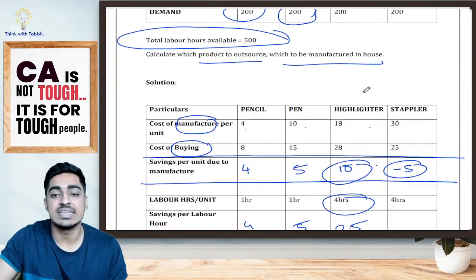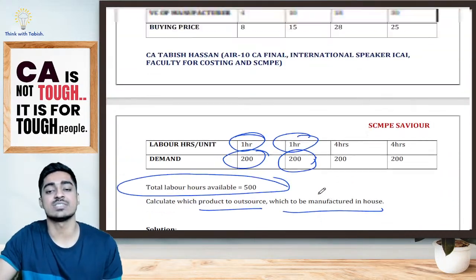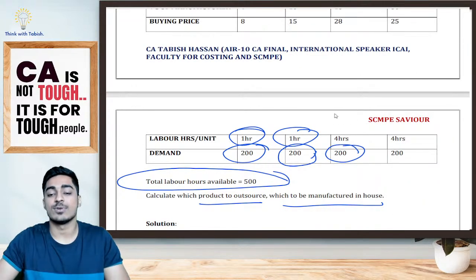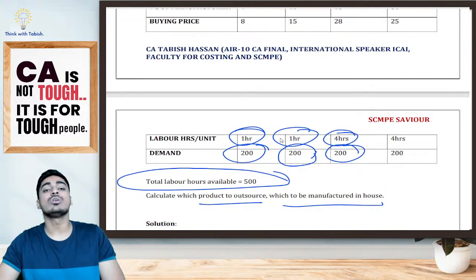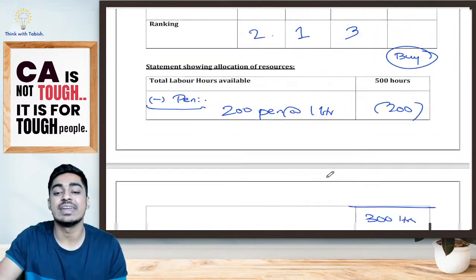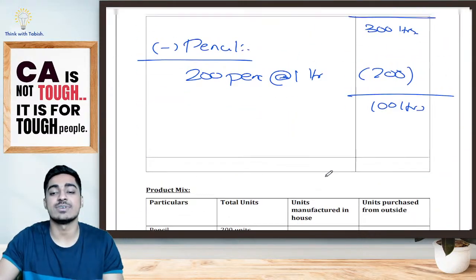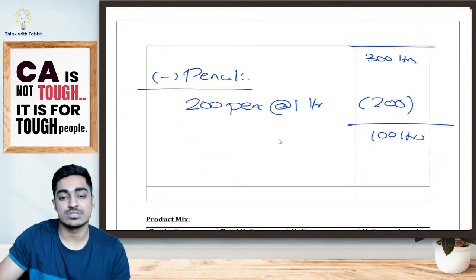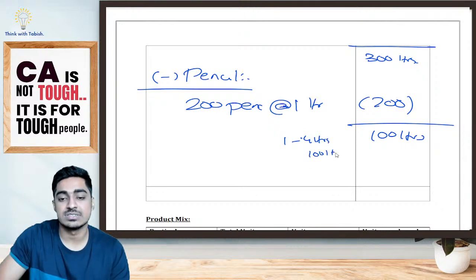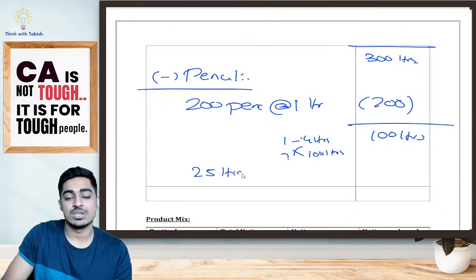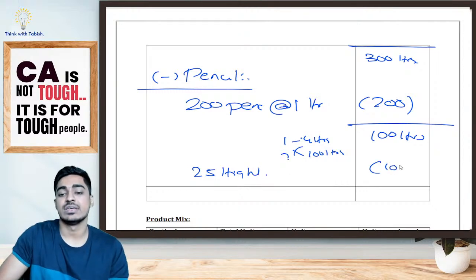Third ranking is highlighter. So let us manufacture highlighter. How many highlighter do we want? 400 highlighter we want. For one highlighter, 4 hours. Altogether 800 hours we want. Do we have 800 hours? No, only 100 hours is there. So based on 100 hours, how many highlighter can we produce? For one highlighter, I want 4 hours. If I have 100 hours, I'll be in a position to produce 25 highlighter. I'll produce 25 highlighter and utilize 100 hours.